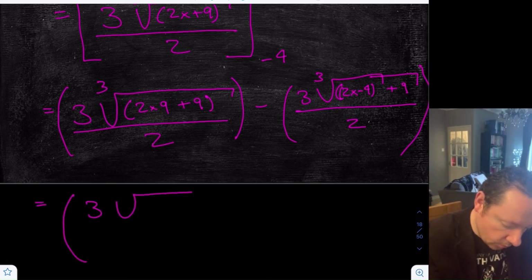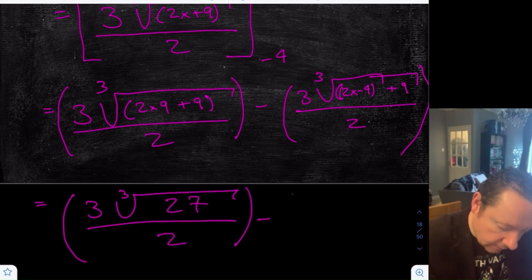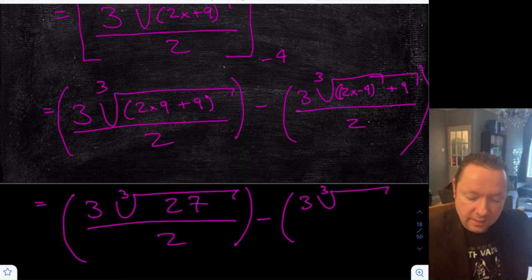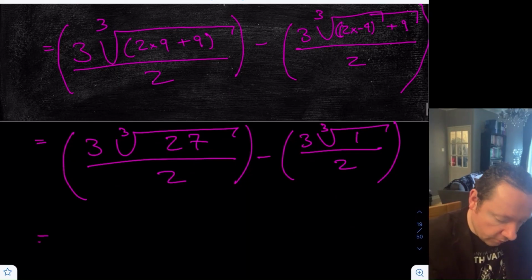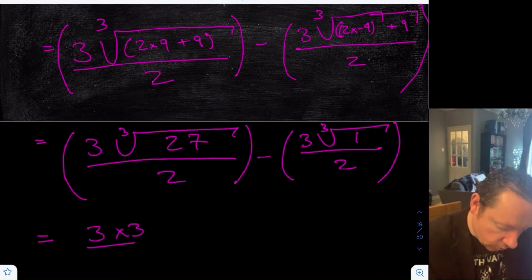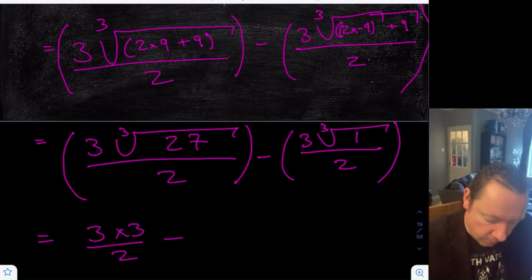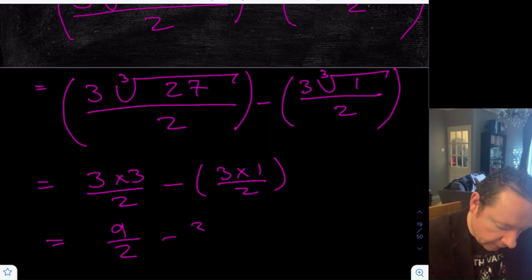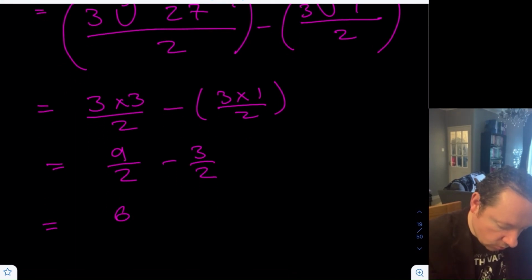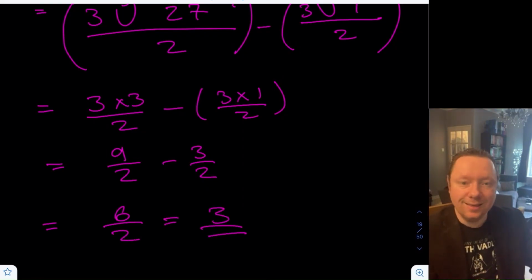So that's 3 times the cube root of 2 nines is 18, 18 and 9 is 27 over 2, minus 3 times the cube root of 2 times minus 4 is minus 8, add 9 is 1, all over 2, and that's handy because that now simplifies quite easily. The cube root of 27, 3 times 3 is 9 times 3 is 27, so this just gives me 3 times 3 over 2 minus the cube root of 1 is 1, 3 times 1 over 2, that equals 9 over 2 minus 3 over 2, which equals 6 over 2, which equals 3. And we're done there.